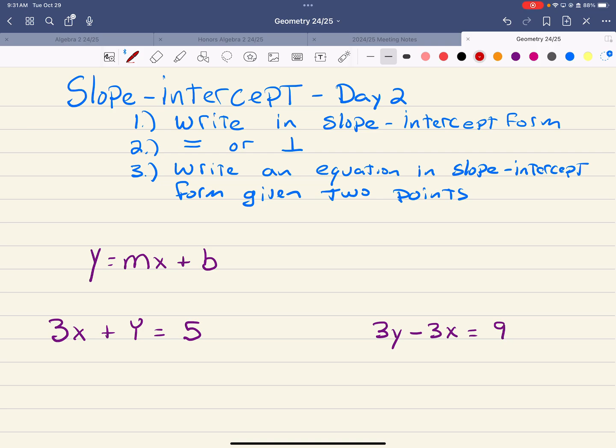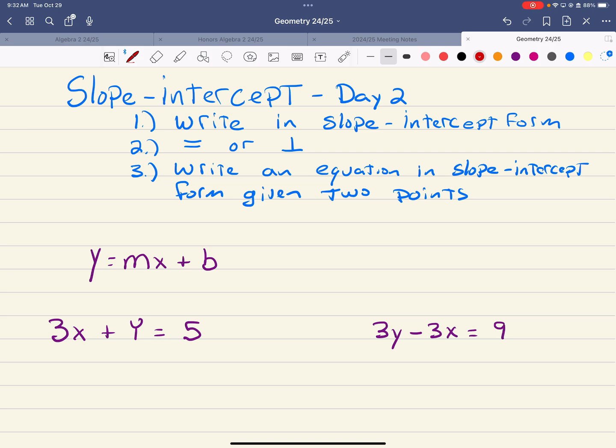Talked about it yesterday. Slope-intercept form is anything that's in the form y equals mx plus b. So if you're given an equation and we want to write it in slope-intercept form, we have to solve that equation for y. Instead of solving for x, we solve for y because our form is y equals mx plus b.